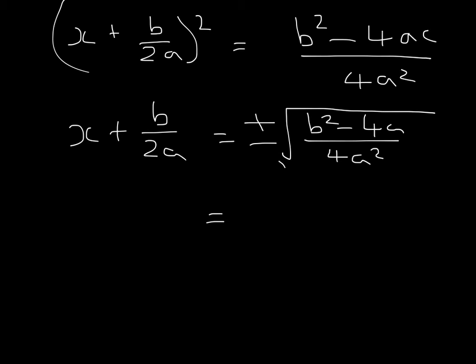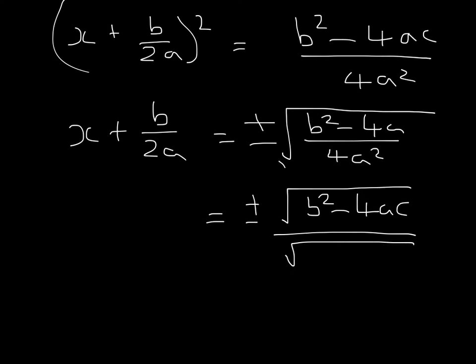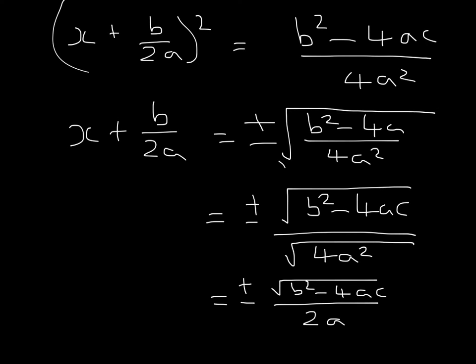Right, and if you know your square root rules, you realise you can square root the top and bottom separately. So we've got plus or minus the square root of b squared minus 4ac, and that should start to look very familiar. And that's over the square root of 4a squared. Now, the square root of 4a squared is just 2a, because 2a times 2a gives you 4a squared. So we've got 2a on the bottom, and we've still got our b squared minus 4ac, plus or minus.